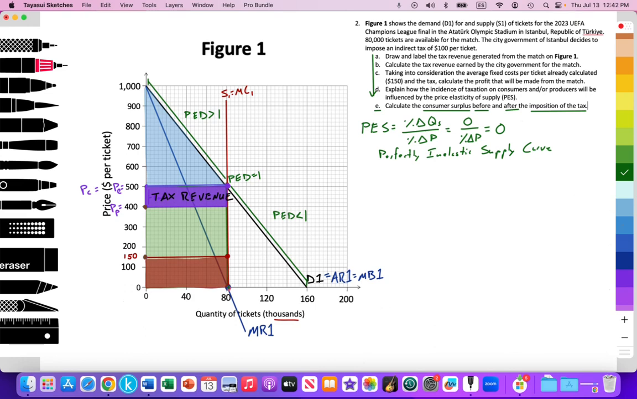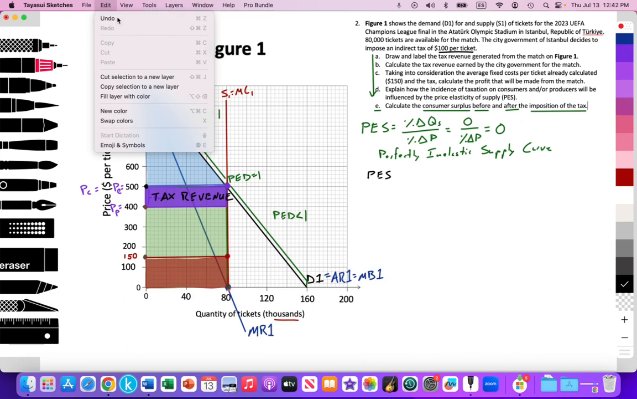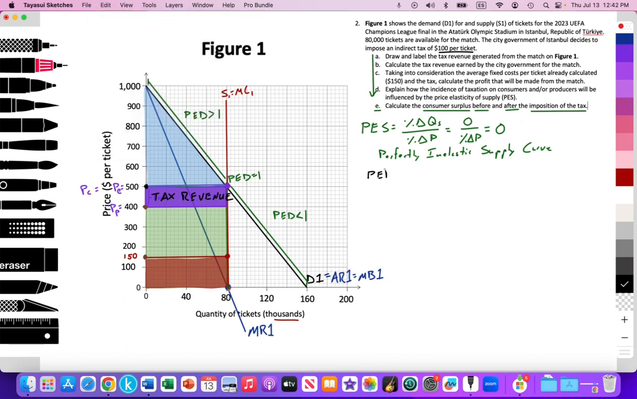So in those previous videos, we imposed a tax. In this case, the tax is $100 per ticket. The price paid by the consumer is unchanged because the PED value is going to be greater than the PES value. The PES value is 0. And we know with prior knowledge that the more inelastic the demand curve, the greater the tax burden.